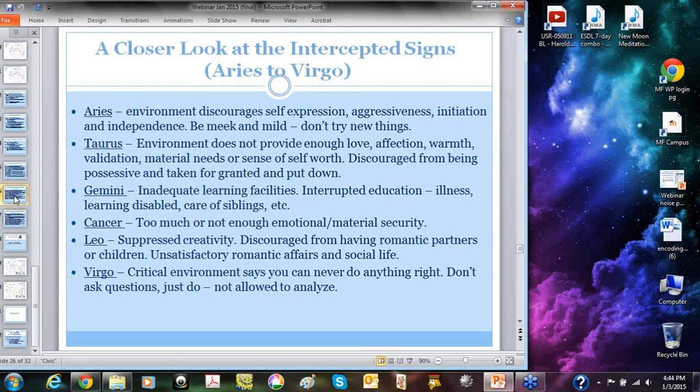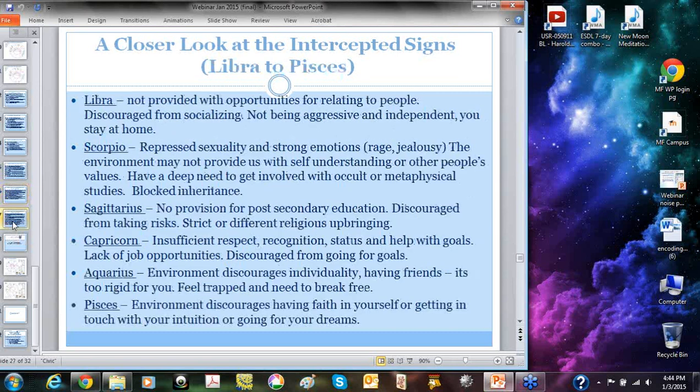In Cancer, either too much emotionalism or not enough emotionalism, or lack of security through the materiality. In Leo, suppressed creativity. In Virgo, the critical environment says you can never do anything right, so it could be criticism from others or self-criticism. But again, the mind is not allowed to analyze and figure things out in its normal way. Okay, we're going on to the next slide, BL.